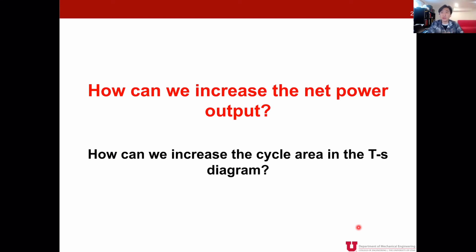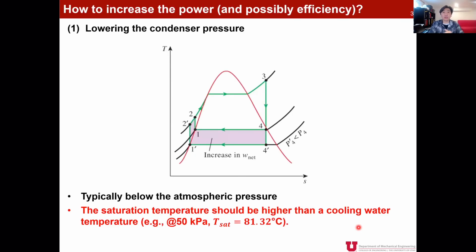Because we already understand that the net amount of work can be expressed in terms of the area surrounded by the four processes, this question can be rephrased as: how can we increase the cycle area in the TS diagram? So let's think about it. The first possible way is to lower the condensing pressure at the bottom. So let's take a look at the TS diagram.